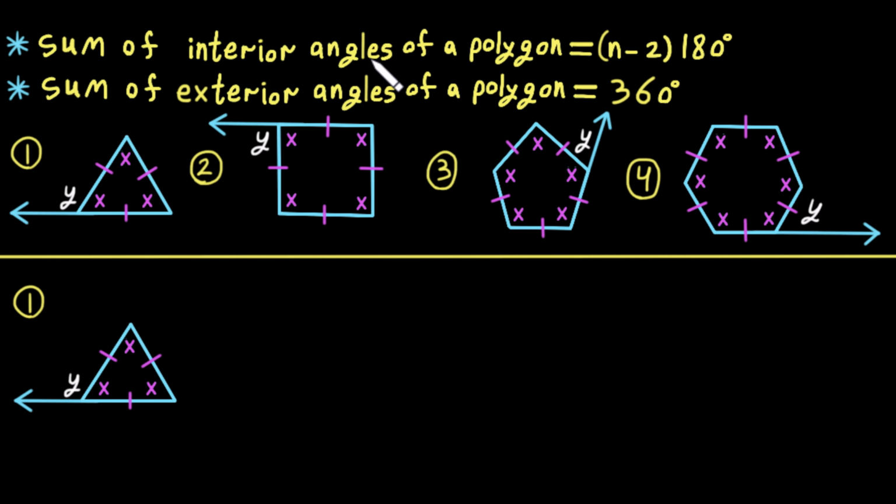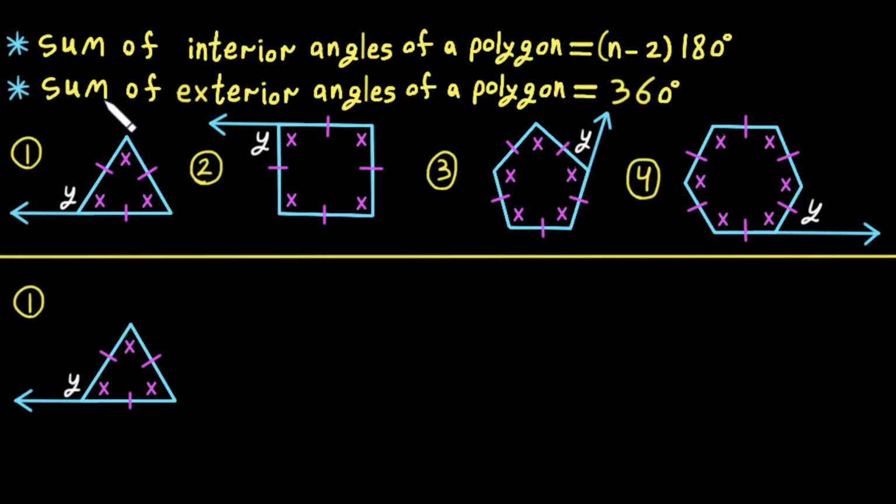The sum of interior angles of a polygon equals (n minus 2), the whole thing multiplied by 180 degrees, where n is the number of sides or the number of angles of the polygon. For example, here we have a three-sided polygon, so we put 3. Here we have a 4-sided polygon, so we put 4. Here we have a 5-sided polygon, so we put 5. And here we have 1, 2, 3, 4, 5, 6 sides, so we put 6.